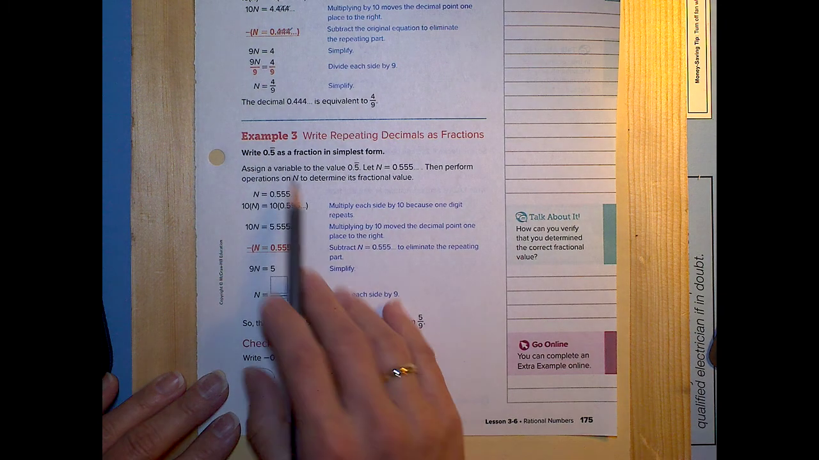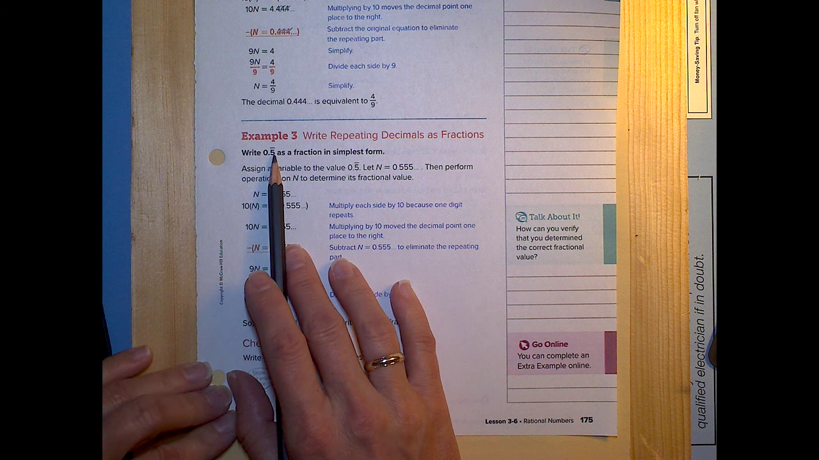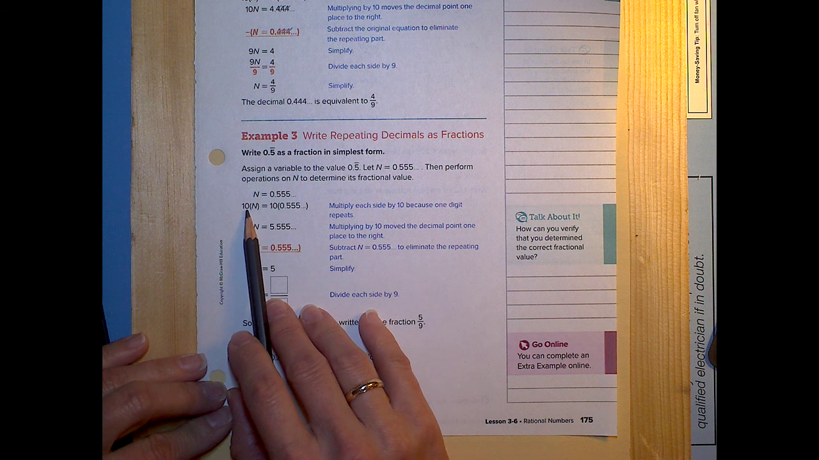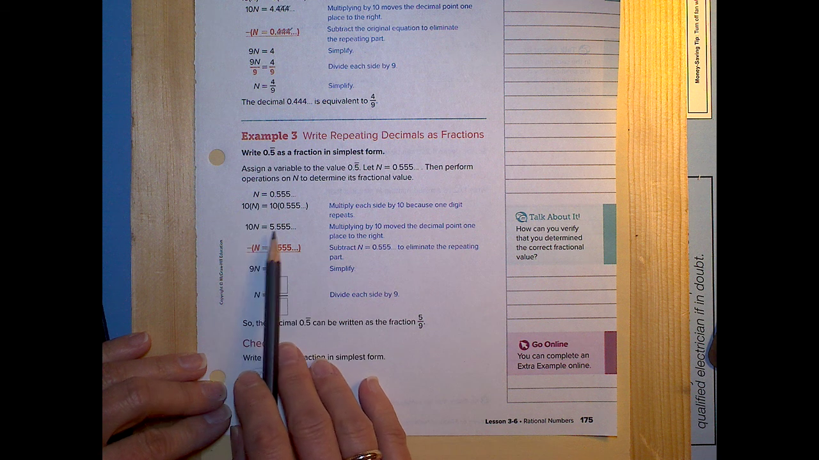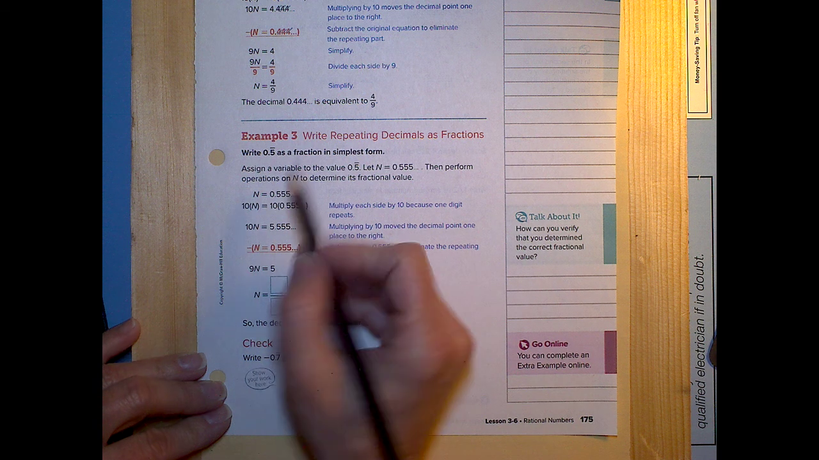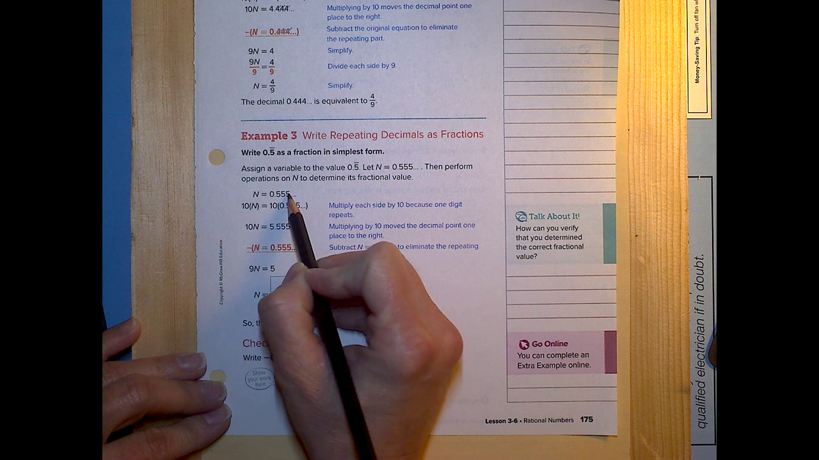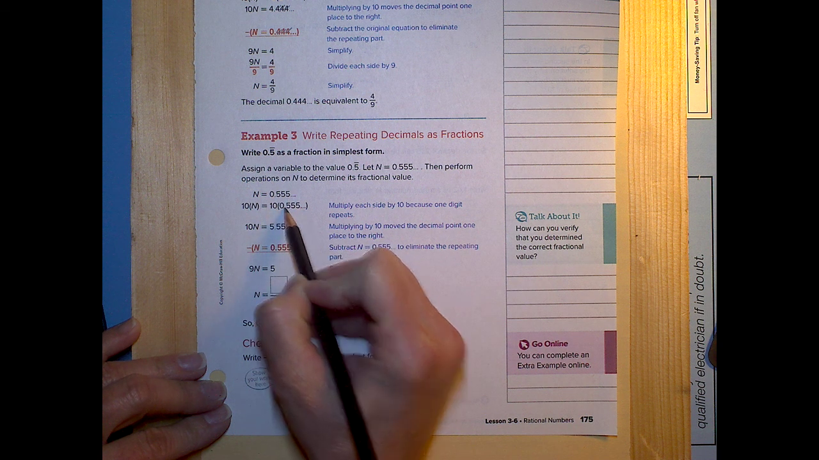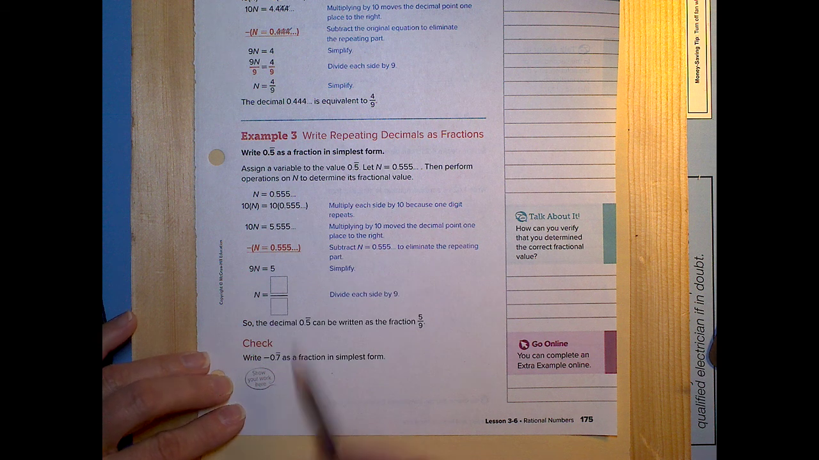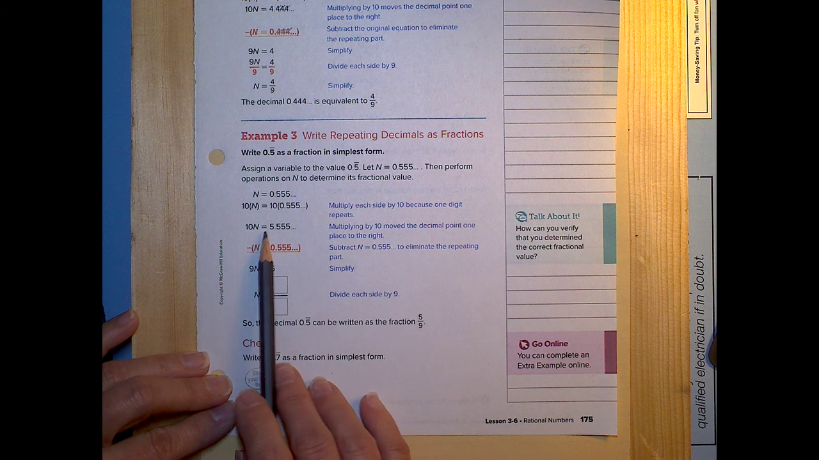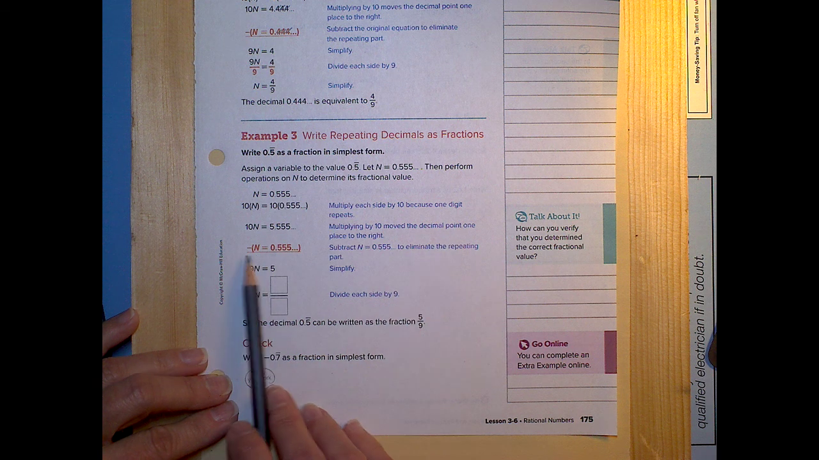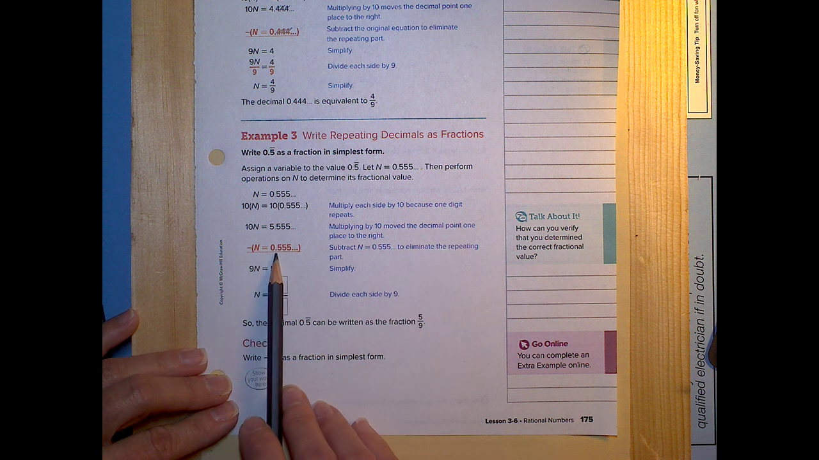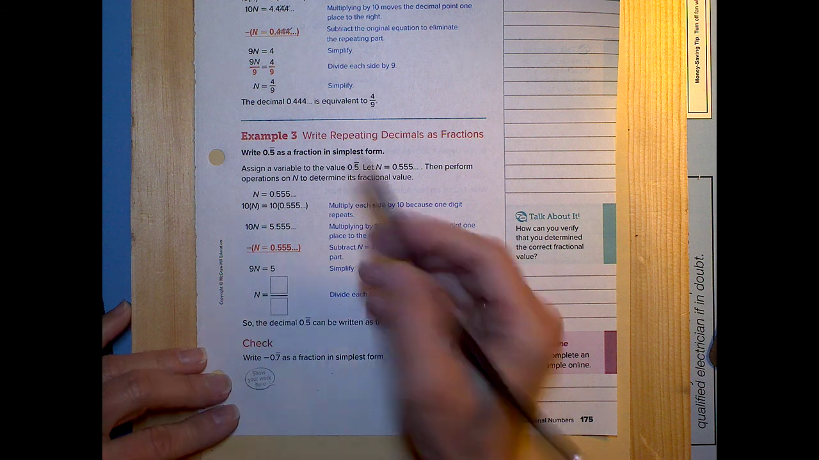We've got a repeating 5 this time. One digit repeats. I'm going to multiply by 10. 10 has 1 zero. So I end up with 10n is equal to 5.555 because when I multiply this number by 10, it moves the decimal point one spot to the right. 10n is equal to 5.555 forever minus our n equals 0.555 forever.